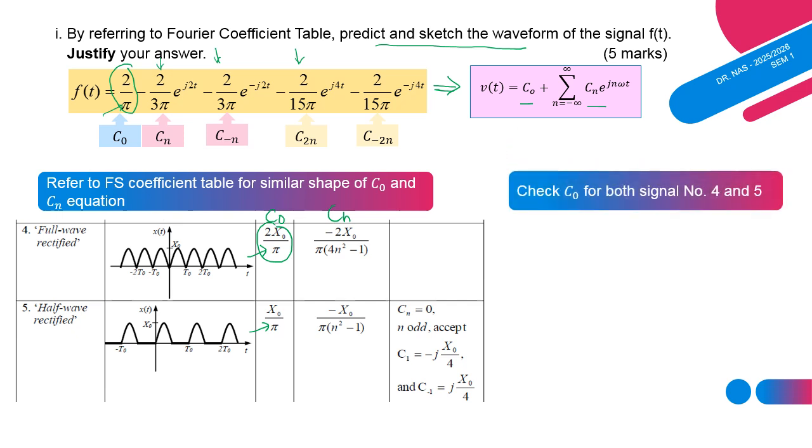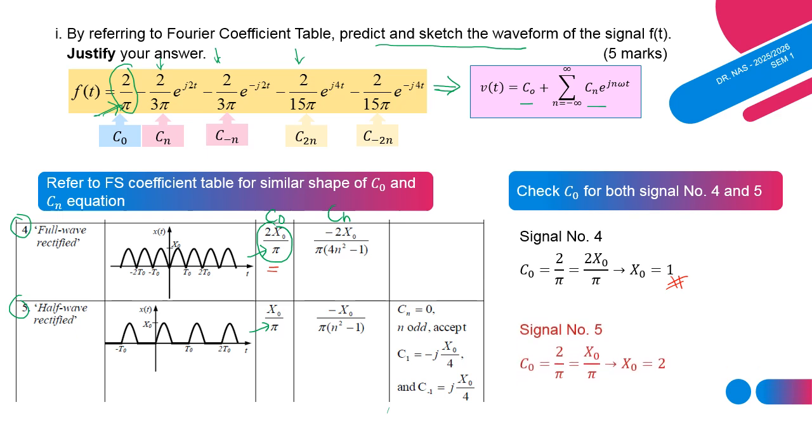Okay, so you need to check the C0 and x0 for both signal number 4 and signal number 5. For signal number 4, C0 given from the equation is 2 over pi. Compared to the equation from the table, it's 2x0 over pi. So from here, x0 equals 1.